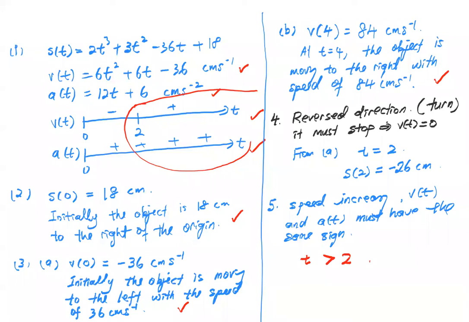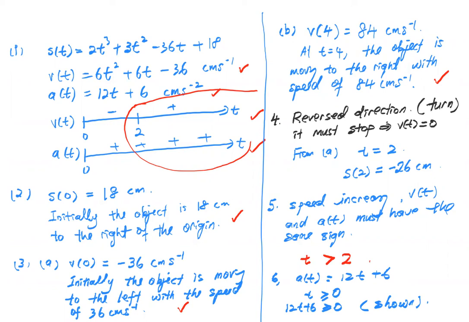Done. Show that the velocity is always increasing. I told you how to show. You show that At is always positive. Correct? So number 6. At is equal to 12t plus 6. So t greater than or equal to 0. So 12t plus 6 will be greater than or equal to 0. So shown. Done.